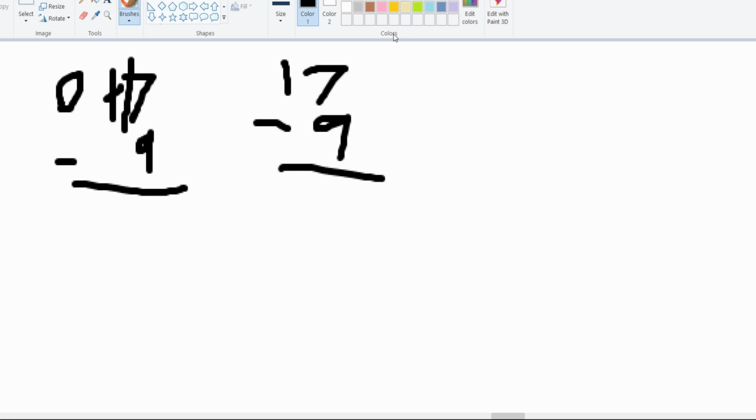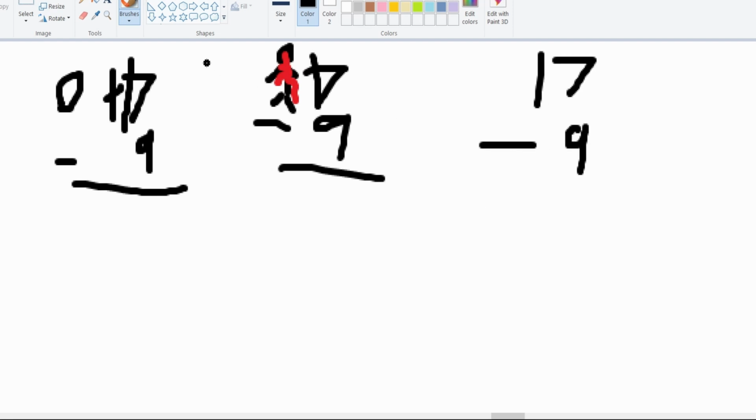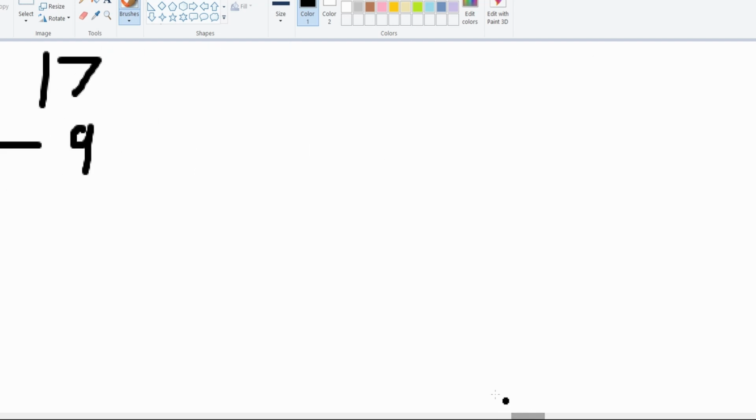So what we're going to want to do is take this 1. This one's name is Bobby. What we're going to want to do is sacrifice him. He's been sacrificed. So now that Bobby's been sacrificed, we can move him in front of 7. So now we have 17 minus 9. Thank you, Bobby.